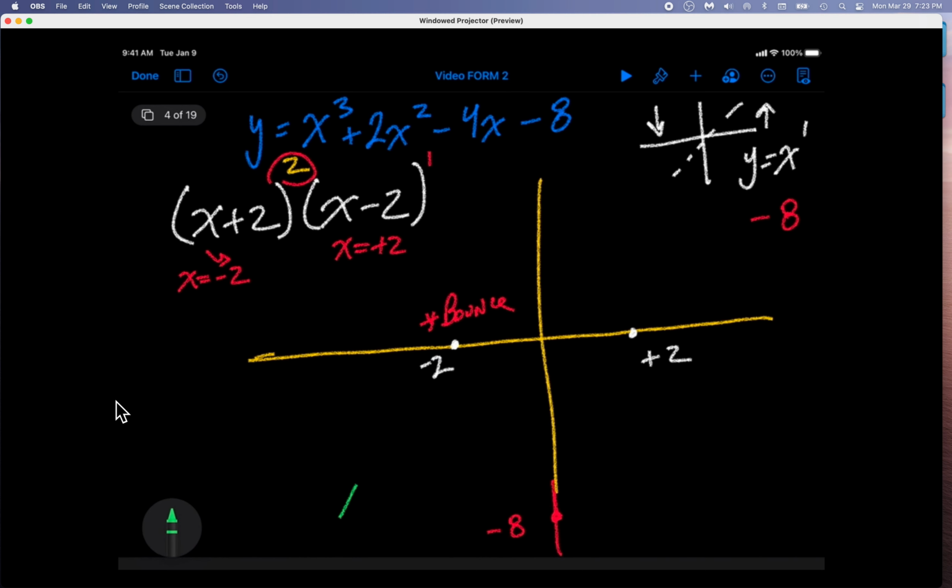So let's do that. Start low. We bounce. We come down here. We come through the y-intercept. Now, we don't know how far we go before we turn around. But we know we have to turn around and go through. There's your graph.